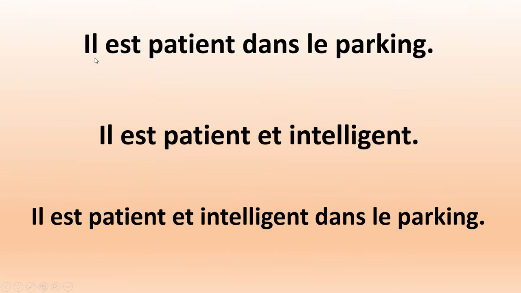Notice in the first sentence, il est patient dans le parking. We have 2 sections of the sentence. The main portion of the sentence, il est patient, and the prepositional phrase, dans le parking. Then we have a sentence where we have 2 adjectives at the end connected with the conjunction et. Il est patient et intelligent. Down here we put it all together. Il est patient et intelligent dans le parking.